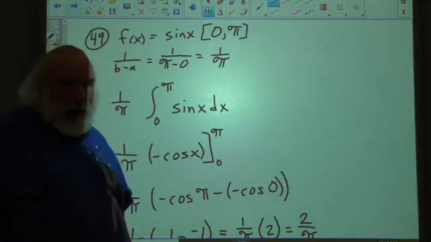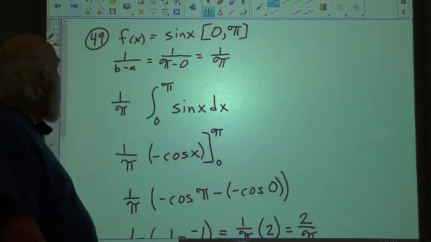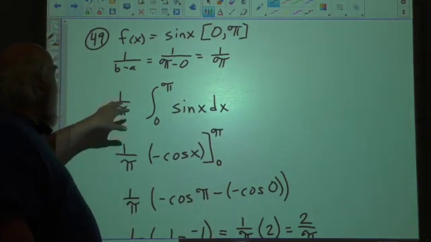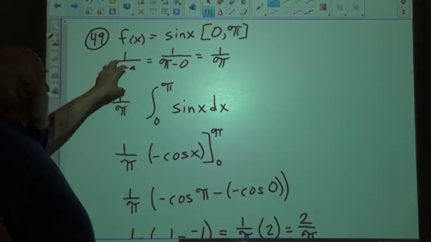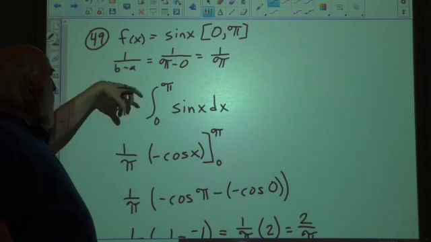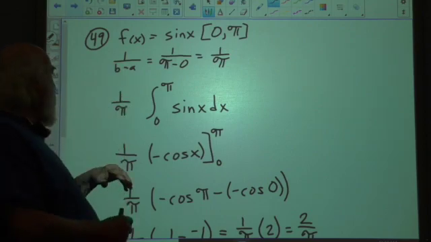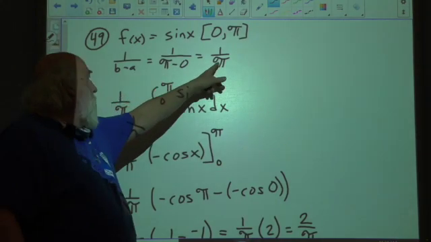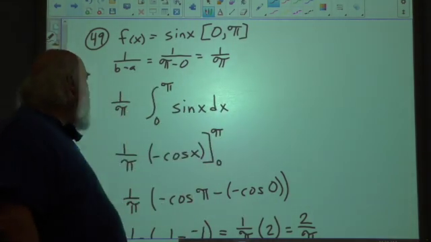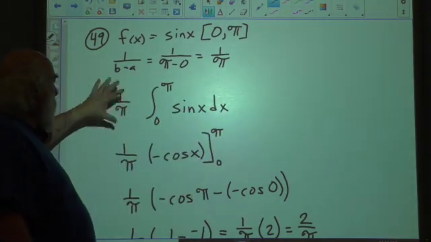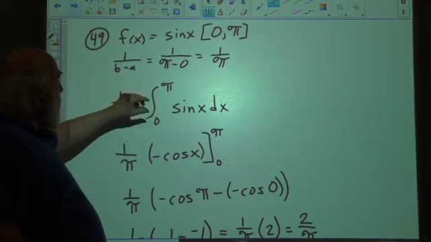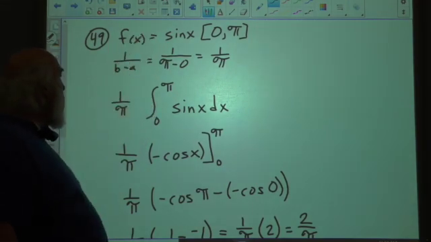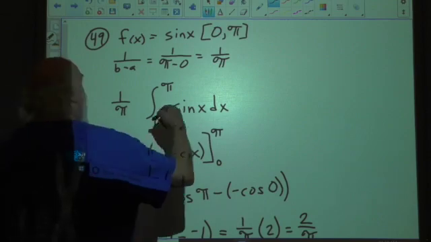Number 49 is the trig version of 47. So again, we have to find the average constant that we're going to be using for this, and that's the difference between A and B. That's pi minus 0, which is pi in the denominator, so it's 1 over pi. So this becomes 1 over pi times the integration of that function right there. It should have dx after it, whatever.